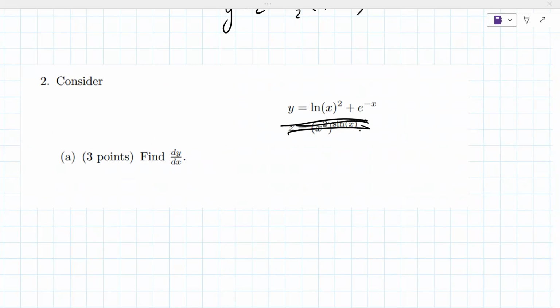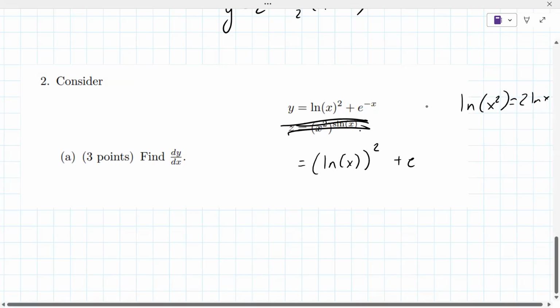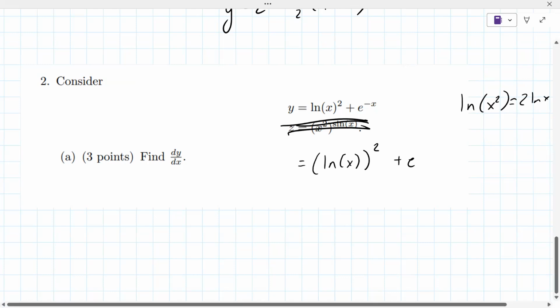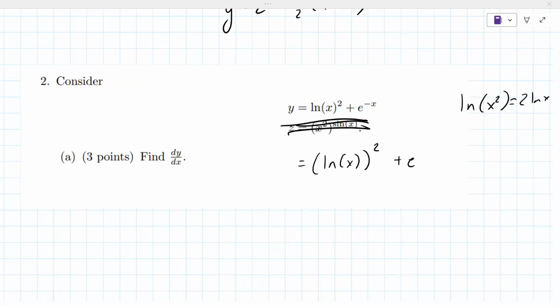So the 2 can come down in front of the ln, right? No, no. So yeah, good question, because the better way to write this is this. If it was natural log of x squared, that is 2 natural log of x. But you're squaring the whole thing, although it's really unclear how it's written. Surprised this made it through. So how would I do that then? Power rule first, then chain rule.